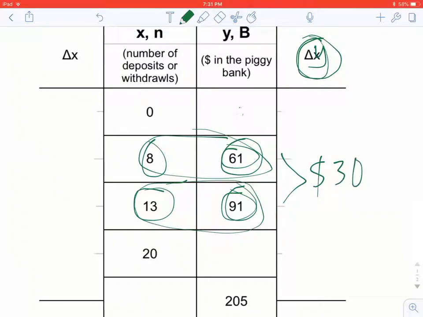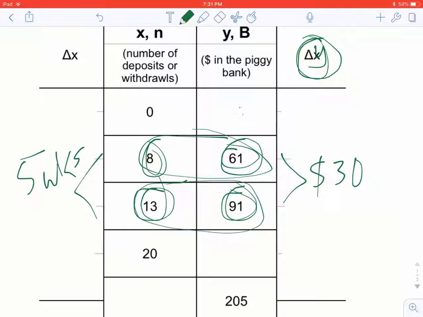Now, how many weeks? Is that in 1 week? Is that in 2 weeks? 10 weeks? Well, I go over to here and I do the difference in X. That's the difference in weeks. So 13 minus 8 is 5. That means it went up by 5 weeks. Okay, it went up by 5 weeks.